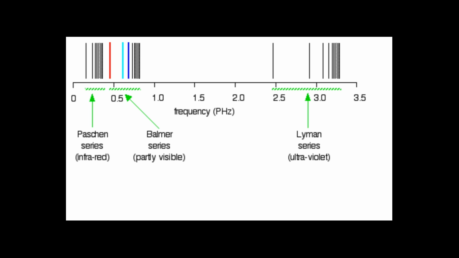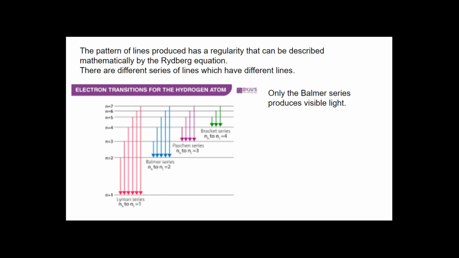There's other series, the Bracket and Pfund, but we're not really interested in those. The Lyman series is really what we're interested in because it occurs in the visible spectrum. And the pattern of lines, that is the converging lines, has a regularity that can be described mathematically by the Rydberg equation.